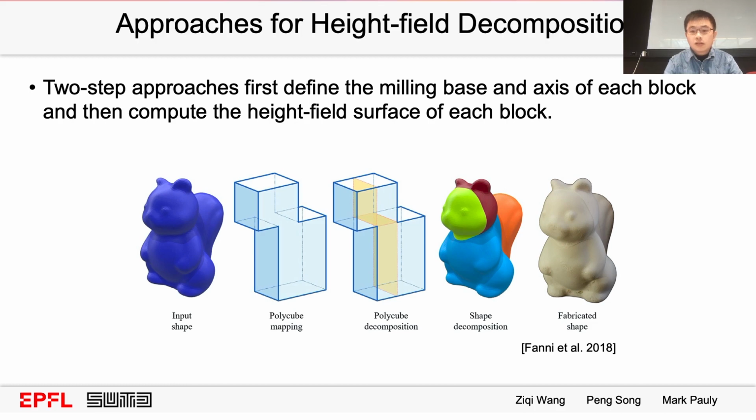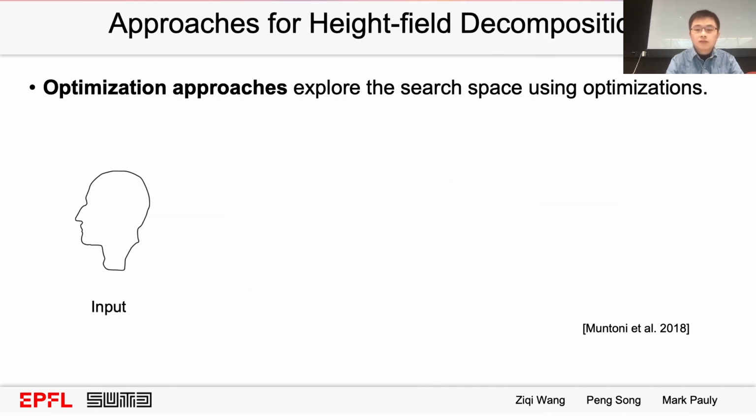Finney and their colleagues apply the 2-step approach to first compute the base and axis of each height field block by using a polycube representation of the input shape, and then generate the geometry of blocks by performing a polycube decomposition on the shape. Muntoni and their colleagues apply optimization approaches.